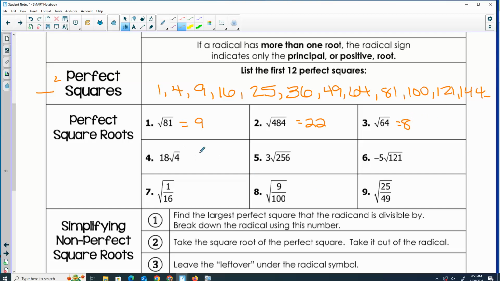All right, number 4. It says 18 square root of 4. What that means is 18 times the square root of 4. What is the square root of 4? 2. So 18 times 2, 36.